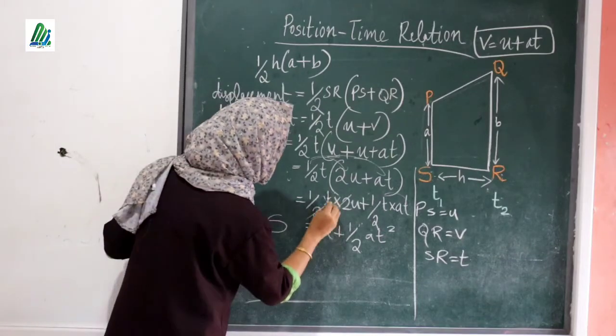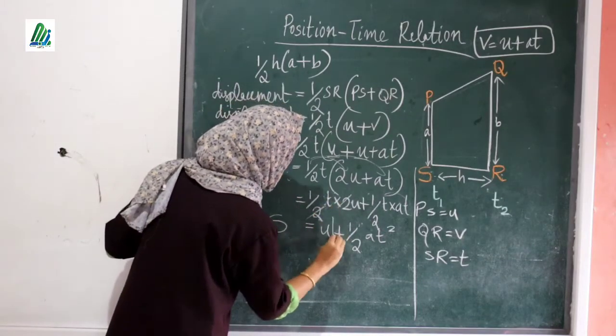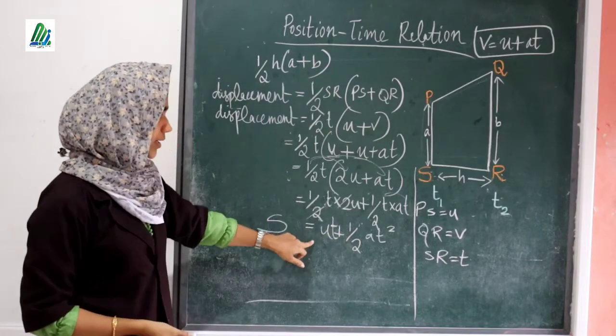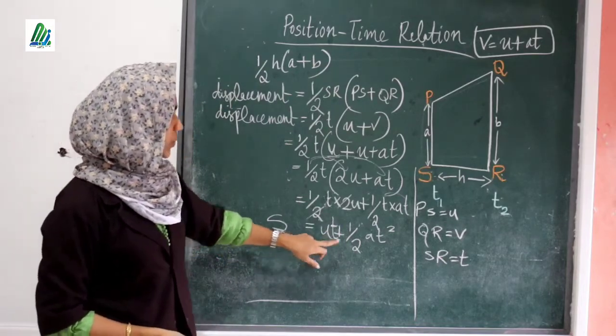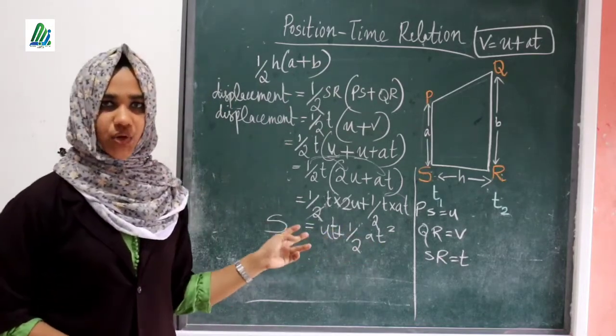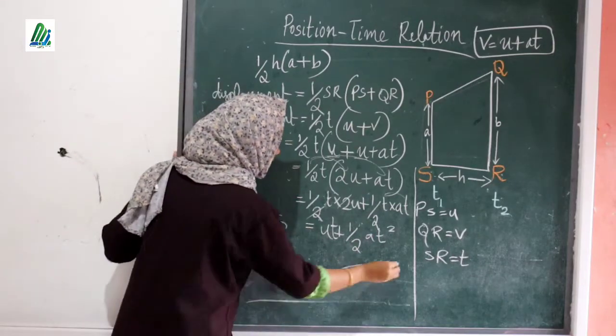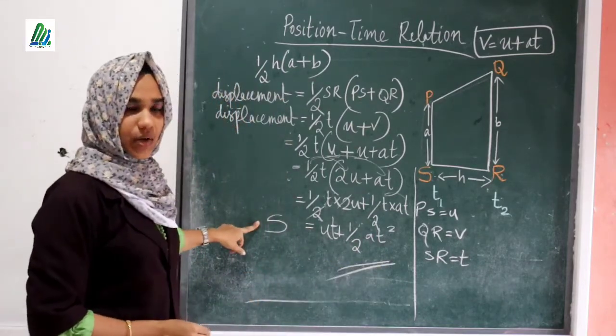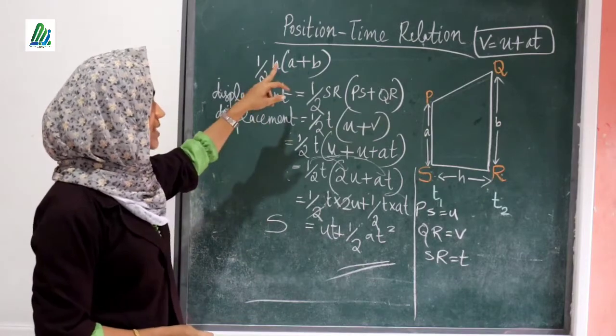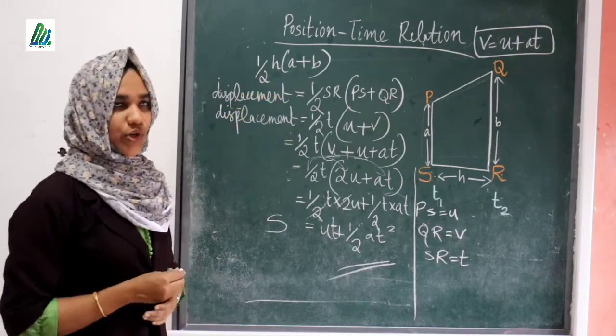So here t is there. Okay, sorry, here t is there, I put here. So s is equal to ut plus half at square. Okay, is it clear how we will get this? How I get this? So this is the second equation of motion.